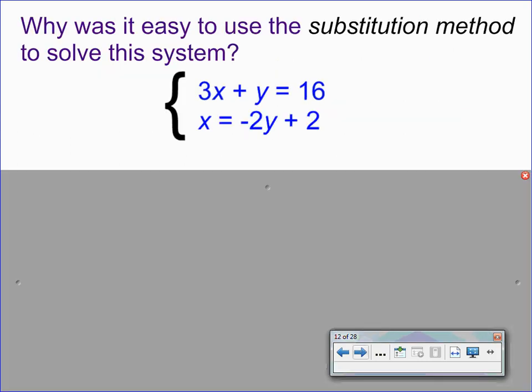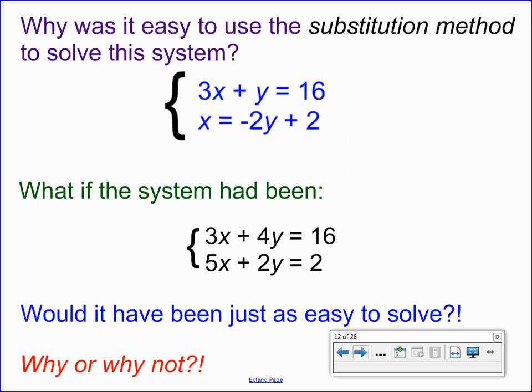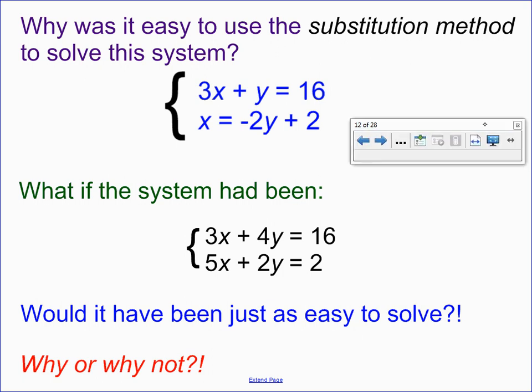So why was it easy to use the substitution method to solve the system, right? What made it easy to use substitution versus what if the system had been 3x plus 4y equals 16 and 5x plus 2y equals 2? Would it have been just as easy to solve this system? Why or why not? Go ahead and tell your partner the difference between these two, and if the substitution method is just as easy to use in that second case. Why or why not?